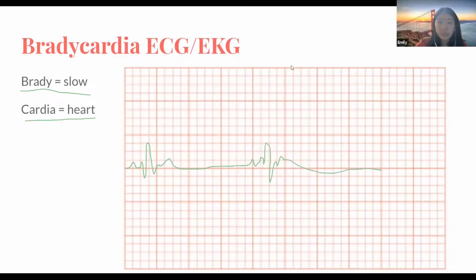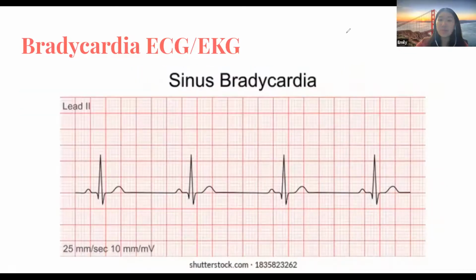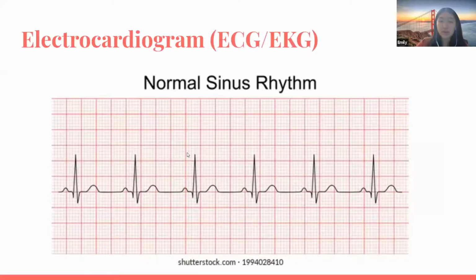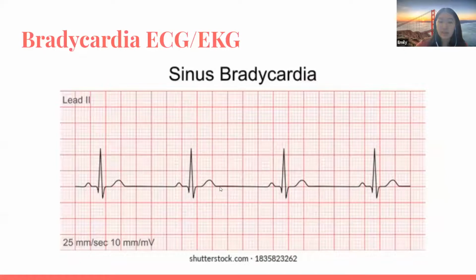So let me go to the next slide. Yep, this is kind of what it looks like. It's a little bit hard to tell, but these are actually a lot further apart than, let me scroll backwards, the normal sinus rhythm. You can see there's only about 1.5 of an empty line between each of these, versus here we have almost 3. So you're basically doubling the time between each heartbeat, which is really bad.